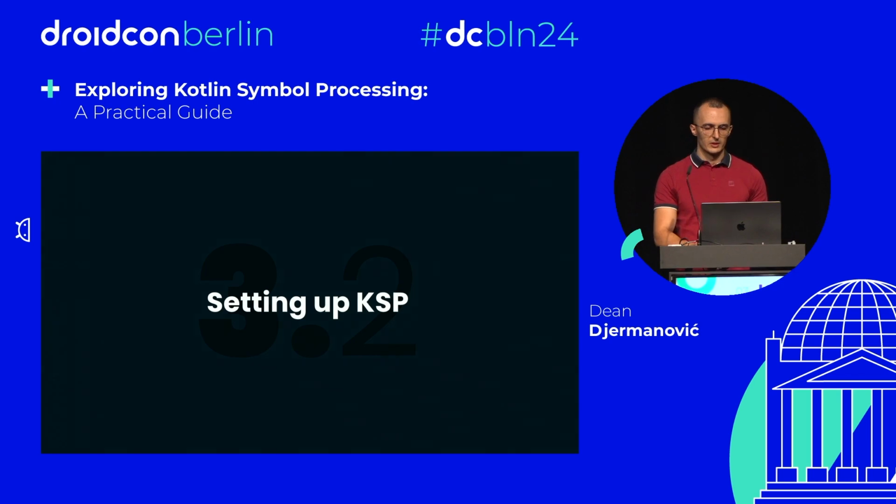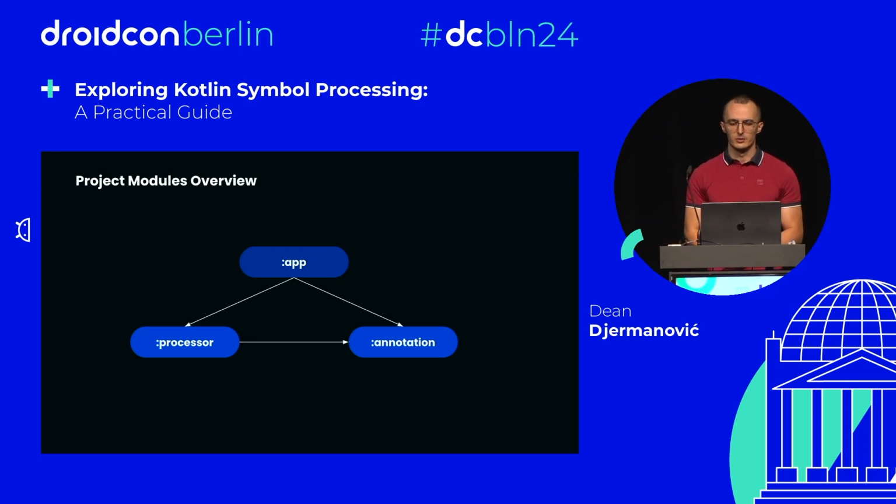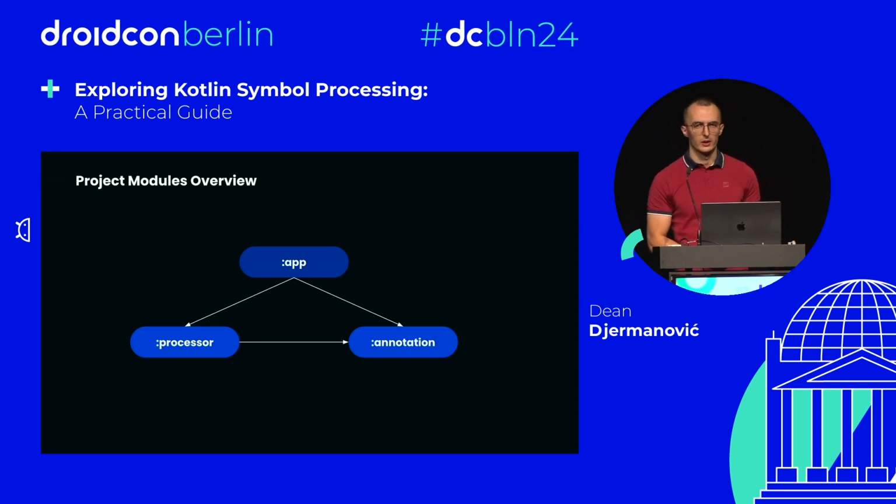First thing we have to do is set up KSP within our project. Our project consists of three main modules: app module, annotation module, and processor module. App module is the main module that contains business logic and UI of our application. So it's the core module that the end user interacts with. Annotation module is a module where our custom annotations are going to be defined.